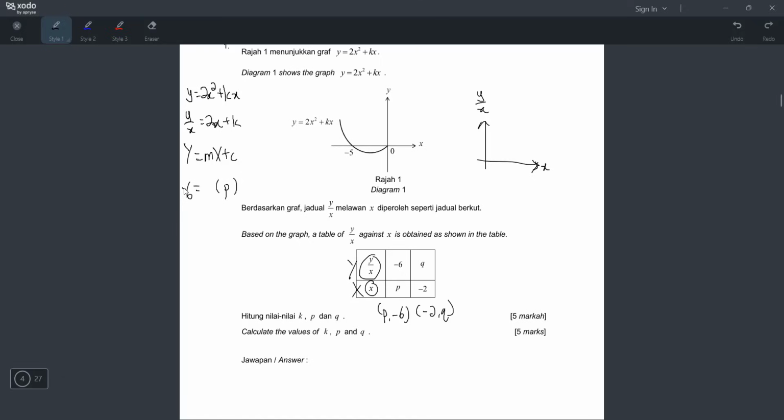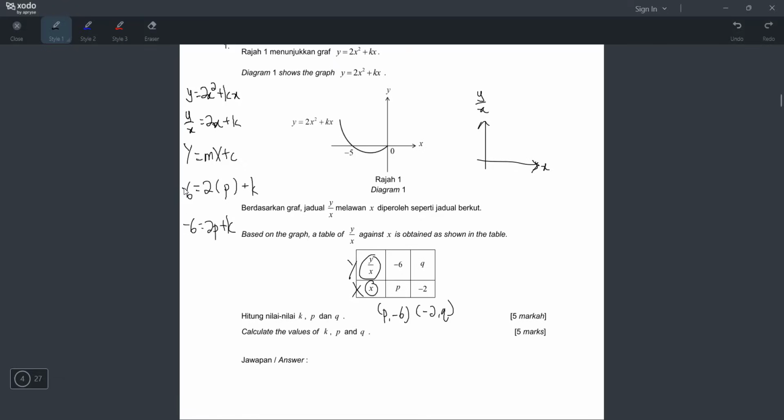And then don't forget the gradient, you know it's 2, right? And then plus k, you don't know, right? It's okay, just write the k there, right? So now you can simplify this a bit. It becomes 2p plus k equals -6. And then now you repeat the same process, but this time you substitute with this, right? But let's see. Is there a better way to do this?